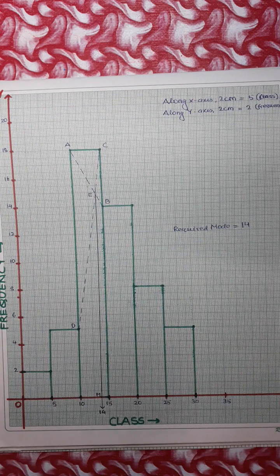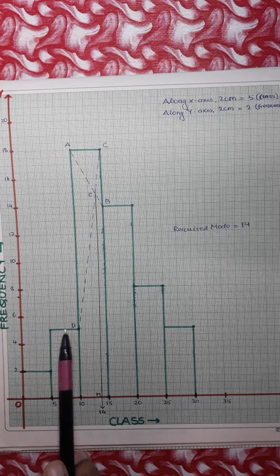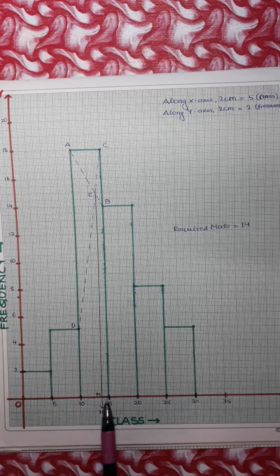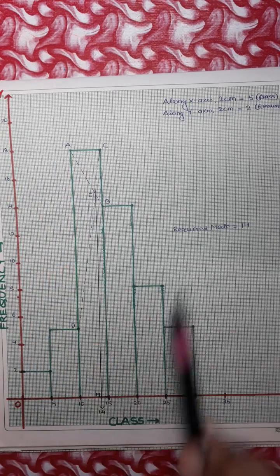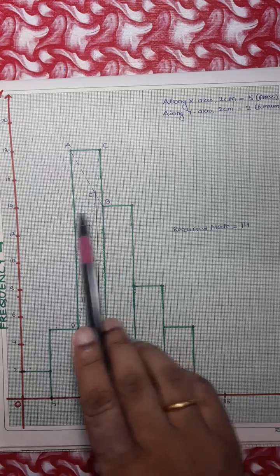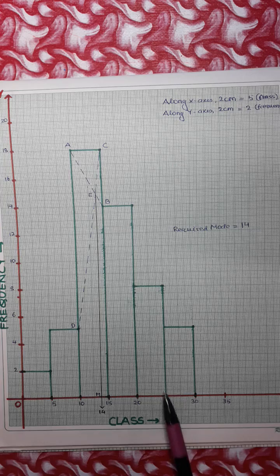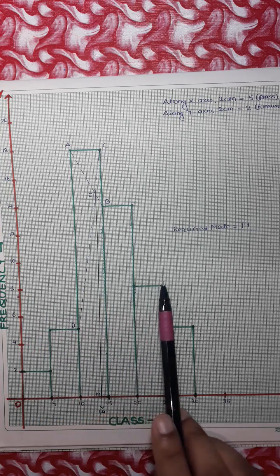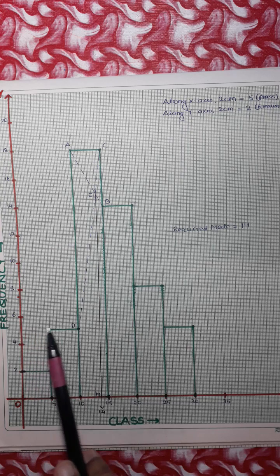in the question it is given that for the class interval 0 to 5, the frequency is 2. For 5 to 10, the frequency is 5. For 10 to 15, the frequency is 18. For 15 to 20, the frequency is 14. For 20 to 25, the frequency is 8. For 25 to 30, the frequency is 5.